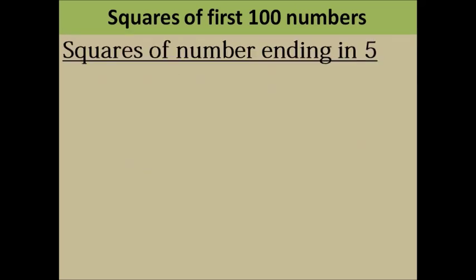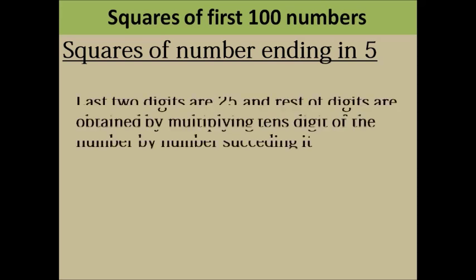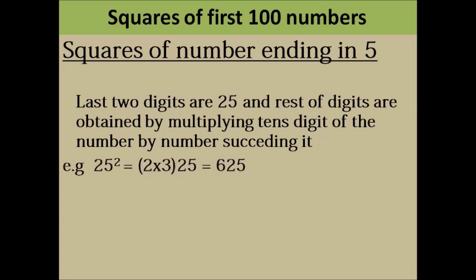Okay, now let's find the squares of the numbers ending in 5. So all those numbers that end in 5, for example 15, 25, 35, 45, 55, what you have to do is the last 2 digits of those numbers will always be 25, and the rest of the digits are obtained by multiplying the tens digit of the number by the number succeeding it. This means the last 2 digits of every number that ends in 5 is 25, and how you can find the rest of the digits, let's see by an example.